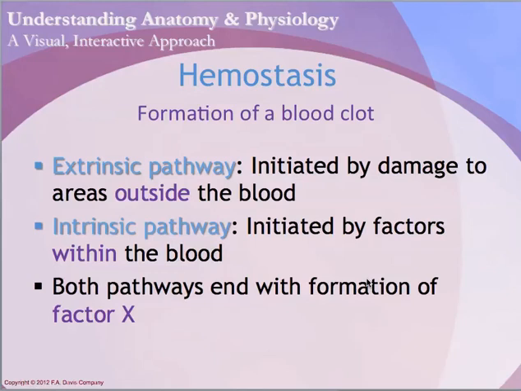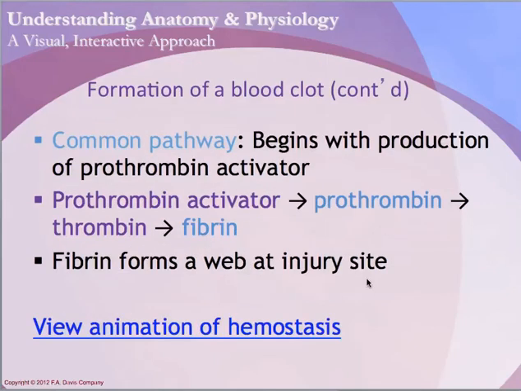The extrinsic pathway activates factor X through a single reaction. The intrinsic pathway, however, requires 4 additional reactions to activate factor X. But once factor X is activated, the formation of a blood clot follows a very common pathway. So both pathways result in the formation of factor X and then a blood clot. You just need to know that the extrinsic pathway is much more direct, forming a blood clot in about 15 seconds, versus intrinsic, which has a lot more steps and takes a little bit longer, 3 to 6 minutes.